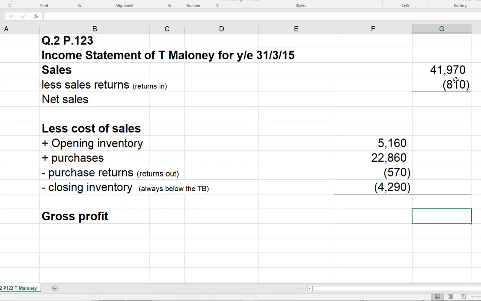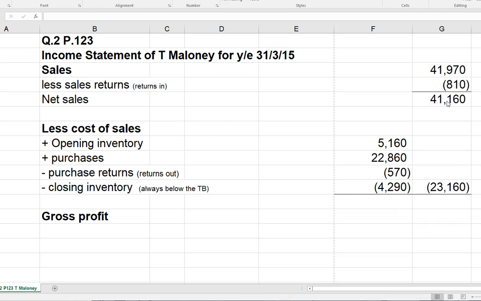So our sales, we pick the figures in. There are cost of sales items: opening inventory plus purchases minus returns minus closing inventory. And all we're going to do is get a net sales figure and reduce our sales figure for these. So 41,970 minus 810 will give us our sales, and then take away our cost of sales to get our gross profit.